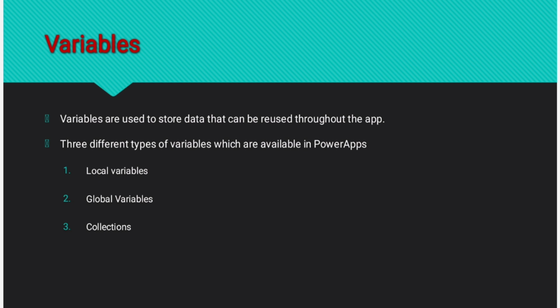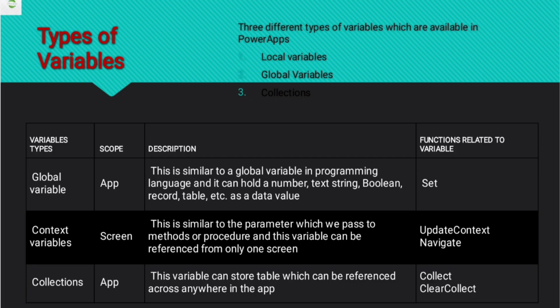Next is variables. Variables are used to store data that can be reused throughout the app. Variables are essential things in PowerApps because they allow us to store data temporarily, which can be used across different parts of our apps. There are three types of variables in PowerApps: global variables, local variables, and collections. Using variables, you can control the visibility of controls, pass data between screens, and much more.